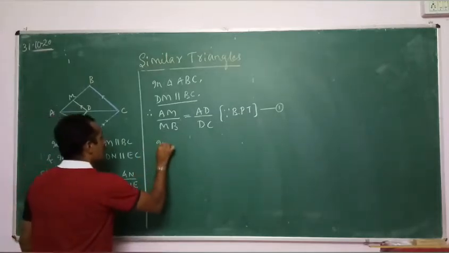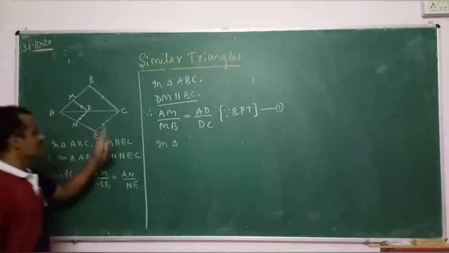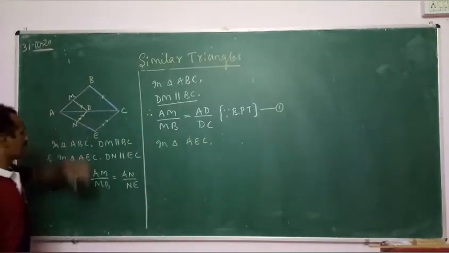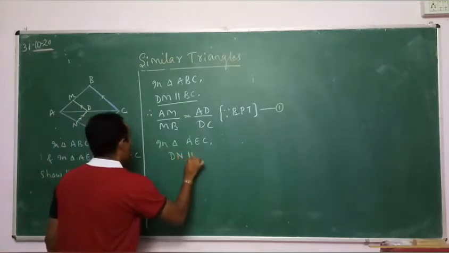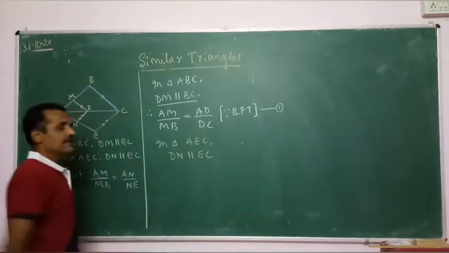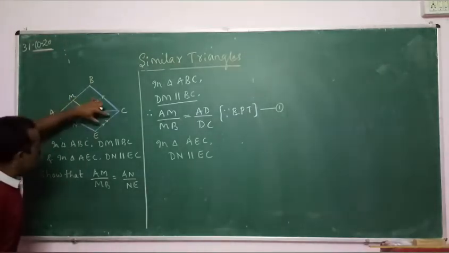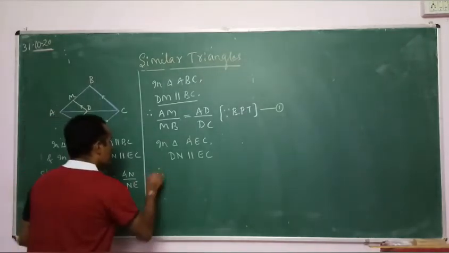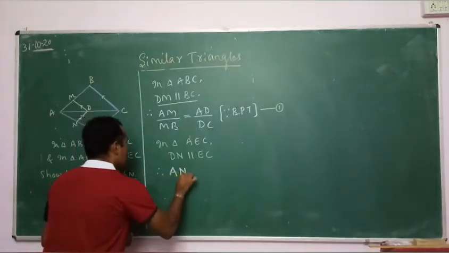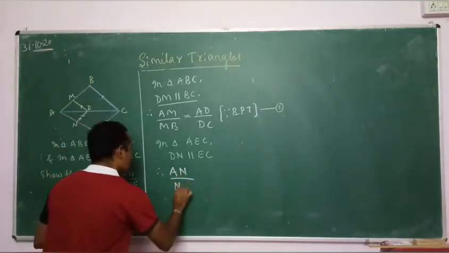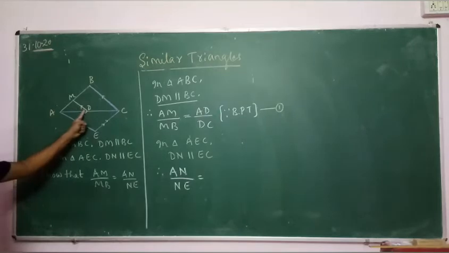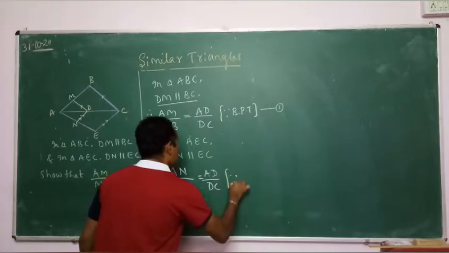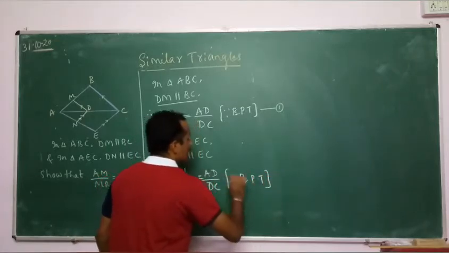Come to the second triangle. चलो, in triangle कौन सा triangle? ABC. In triangle ABC, DN and EC are parallel. DN is parallel to EC. जब ये दोनों आपस में parallel है, I can write AN by NE is equal to AD by DC. Again, this is because of the basic proportionality theorem.